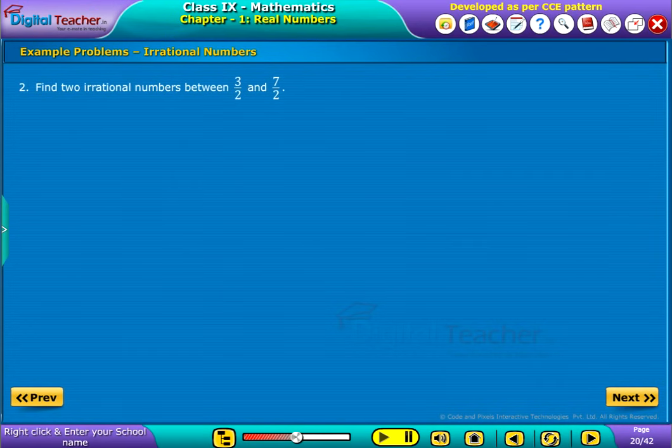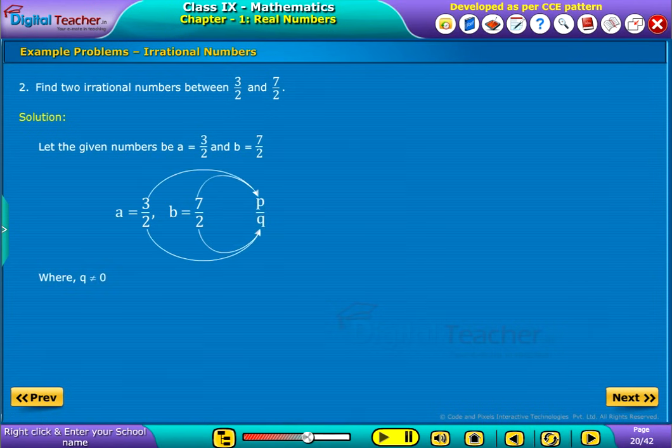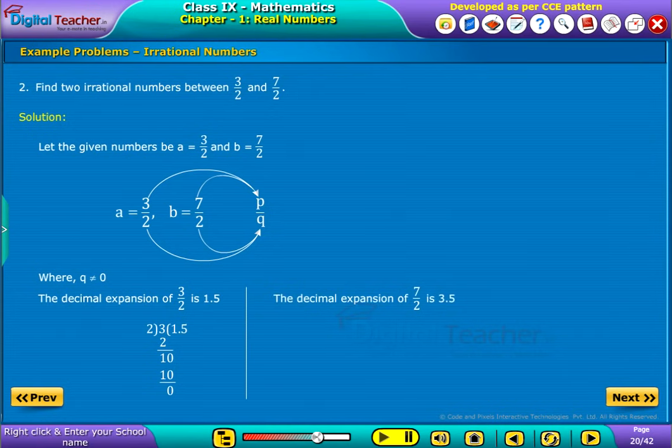Find two irrational numbers between 3/2 and 7/2. Solution. Let the given numbers be a equal to 3/2 and b equal to 7/2. We observe that both the numbers are rational since they are in the form p by q, where q is not equal to 0. Initially, we need to find the decimal expansions of the given two numbers. The decimal expansion of 3/2 is 1.5, and similarly, the decimal expansion of 7/2 is 3.5.